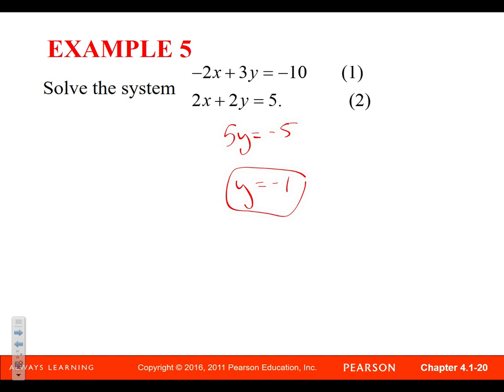So what do I do with that y? Plug it in. To which one? It doesn't matter. Pick one, because remember, the answers have to work for both, don't they? So I would pick the easier one. This one?